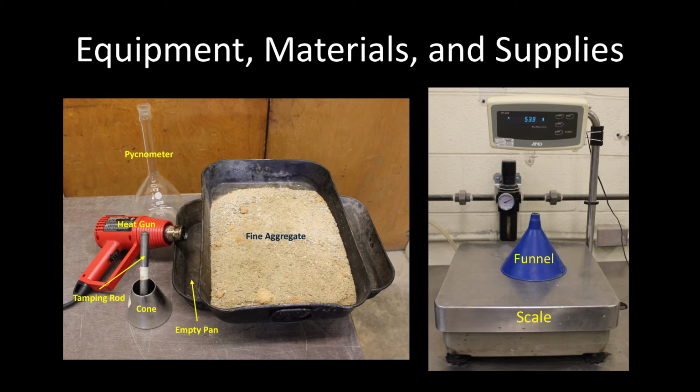The mass of a fine aggregate sample is determined in saturated surface dry, oven dry, and submerged states. These values are then used to calculate bulk specific gravity, SSD specific gravity, apparent specific gravity, and absorption. The following provides a summary of the steps required to determine fine aggregate specific gravity and absorption.